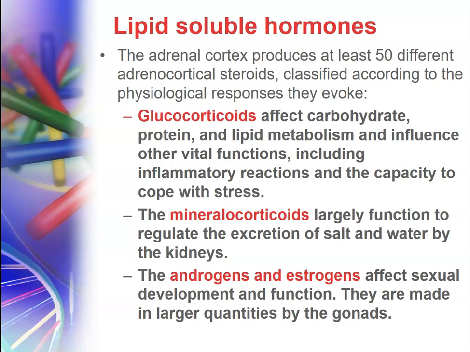So this is just sort of a list to convince you that these lipid-soluble hormones are very physiologically important. So the adrenal cortex produces at least 50 different adrenal corticosteroids, and they can be classified in this way. So glucocorticoids affect carbohydrate, protein, lipid metabolism. So mostly they are the stress hormones, so they influence our capacity to cope with stress.